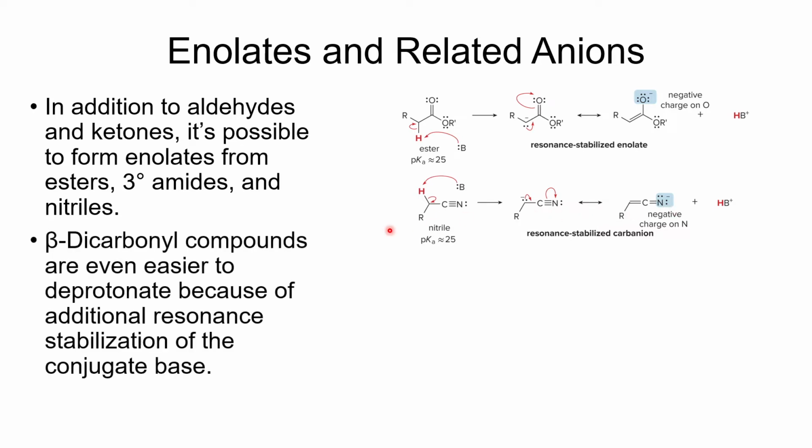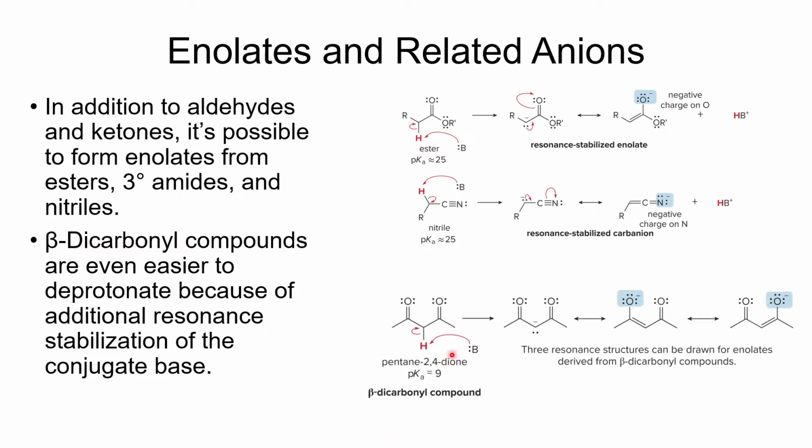When we have the 1,3 dicarbonyl or beta dicarbonyl compounds, it's easier to deprotonate. So here we've got a diketone. It's a 1,3 diketone, and specifically it's pentane 2,4-dione. So the 2 position and the 4 position, and they're beta to each other, we've got two ketone functional groups, 2 carbonyls.